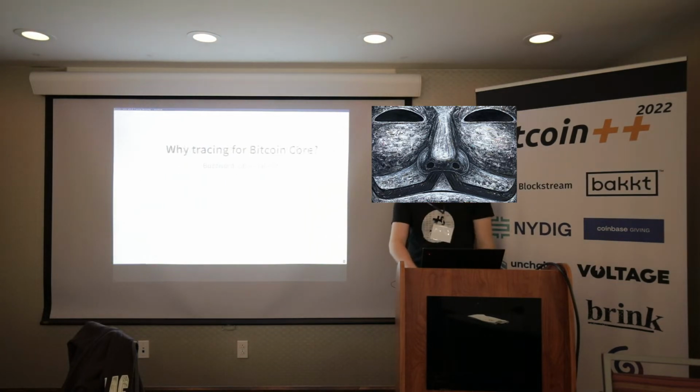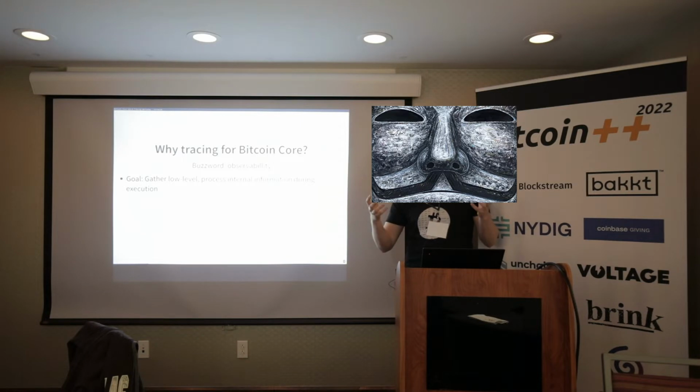Getting to your question, why do we need tracing for Bitcoin Core? The buzzword here is observability. And the goal is to gather the low-level process internals. So what's happening in the software? The goal for Bitcoin is to become an open currency for everybody to use. And Bitcoin Core is at the moment the backend that most people use, as we saw, most of you actually run a node, and it's probably Bitcoin Core.